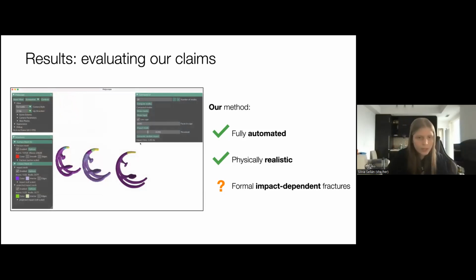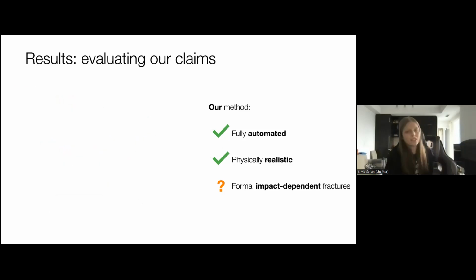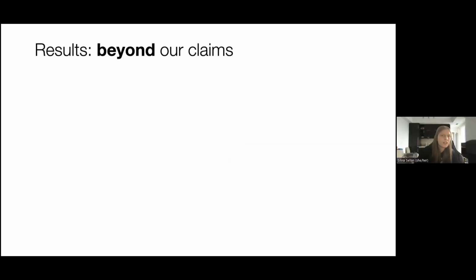So we made this interactive application where you can generate random impacts and see very quickly the simulated fracture pattern. And you can test out this app if you go to bit.ly/fracturemodes, and you can play with it yourself and see just how realistic our algorithm is and how fast. So we've succeeded at generating impact-dependent fractures, which means that our algorithm is successful on all the 3 metrics that we wanted.